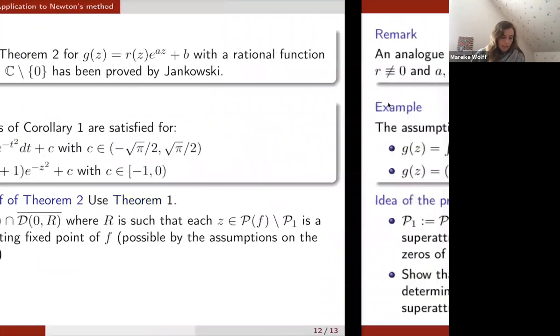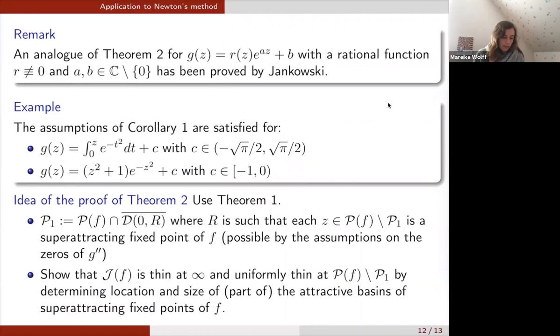And then we have to show that the Julia set is thin at infinity and uniformly thin at the post-singular set minus P1. And this is done by showing that the attractive basins of the super attracting fixed points have a certain size and are sufficiently close to each other, and that the Julia set must be thin at infinity and uniformly thin at the super attracting fixed points.